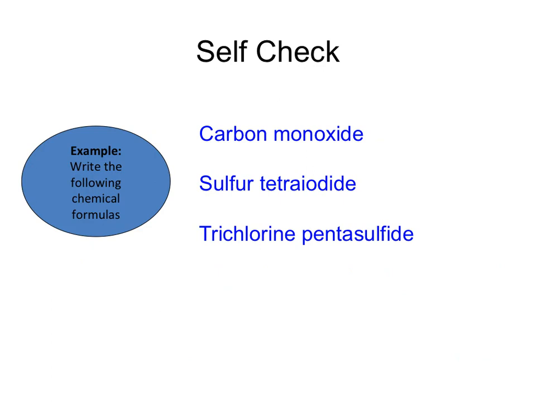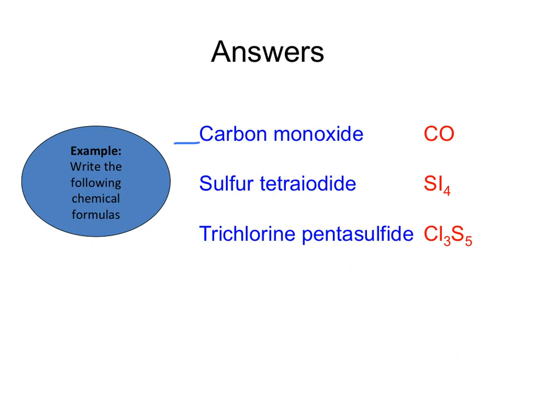Here's your self-check. Write the chemical formulas. Go to the next slide to check your answers. All right, carbon monoxide. Once again, if you don't see a prefix, we know that there's just one, and mono also means one. So you'll notice that there are no subscripts in this first example. It's just CO. For the next one, once again, no prefix, so we know there's just one sulfur, and there are 4 iodines. And the last one, there are 3 chlorines and 5 sulfurs as seen in the answer.